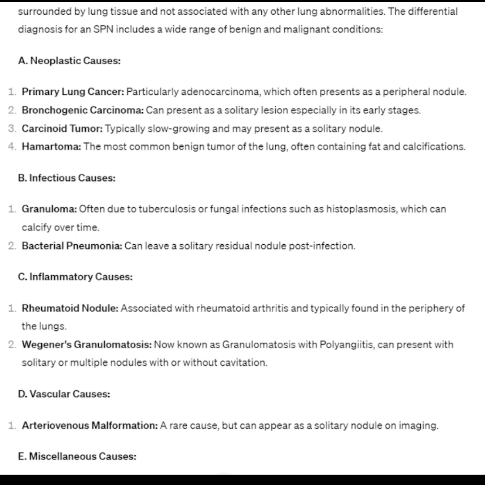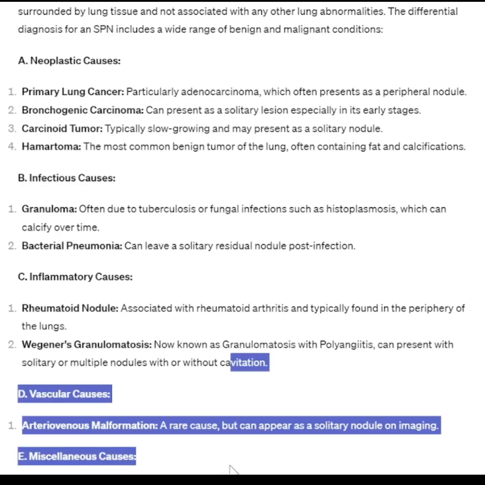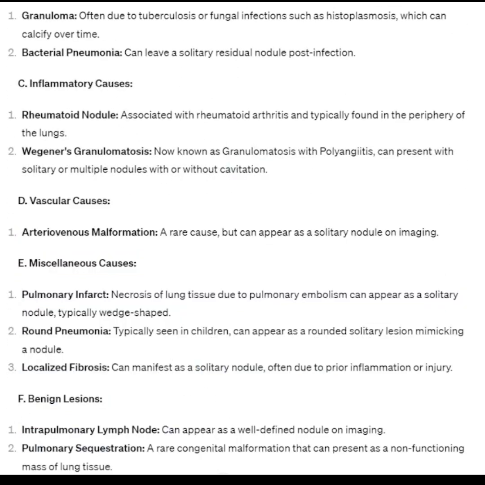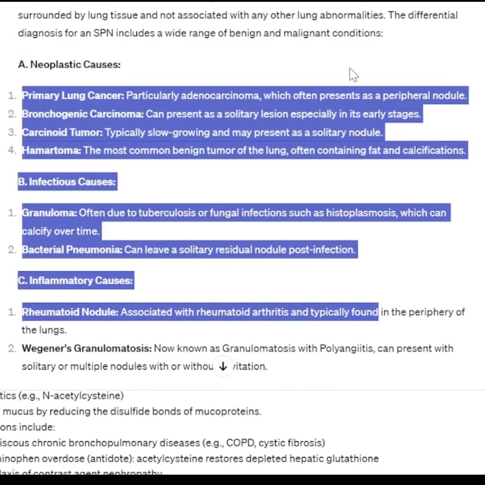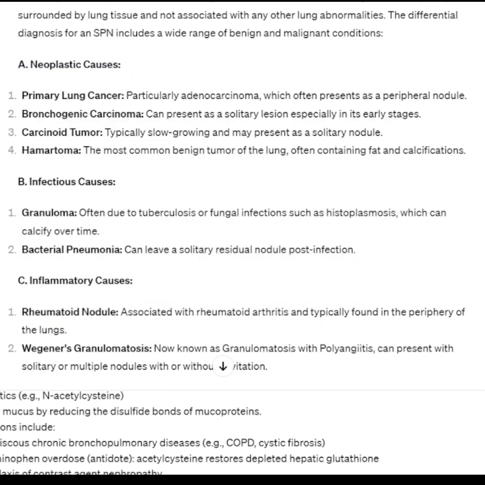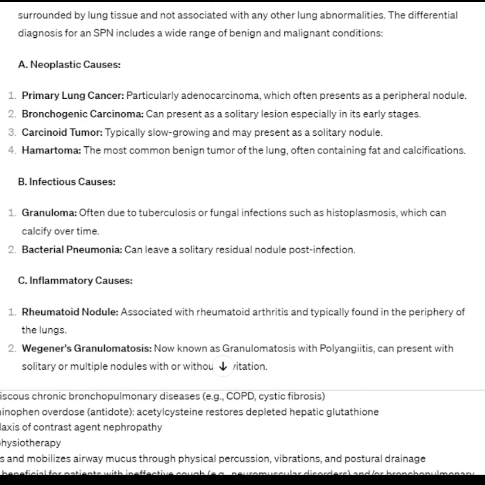A. Neoplastic causes. 1. Primary lung cancer, particularly adenocarcinoma, which often presents as a peripheral nodule. 2. Bronchogenic carcinoma can present as a solitary lesion, especially in its early stages. 3. Carcinoid tumor, typically slow-growing and may present as a solitary nodule. 4. Hamartoma, the most common benign tumor of the lung, often containing fat and calcifications. B. Infectious causes. 1.